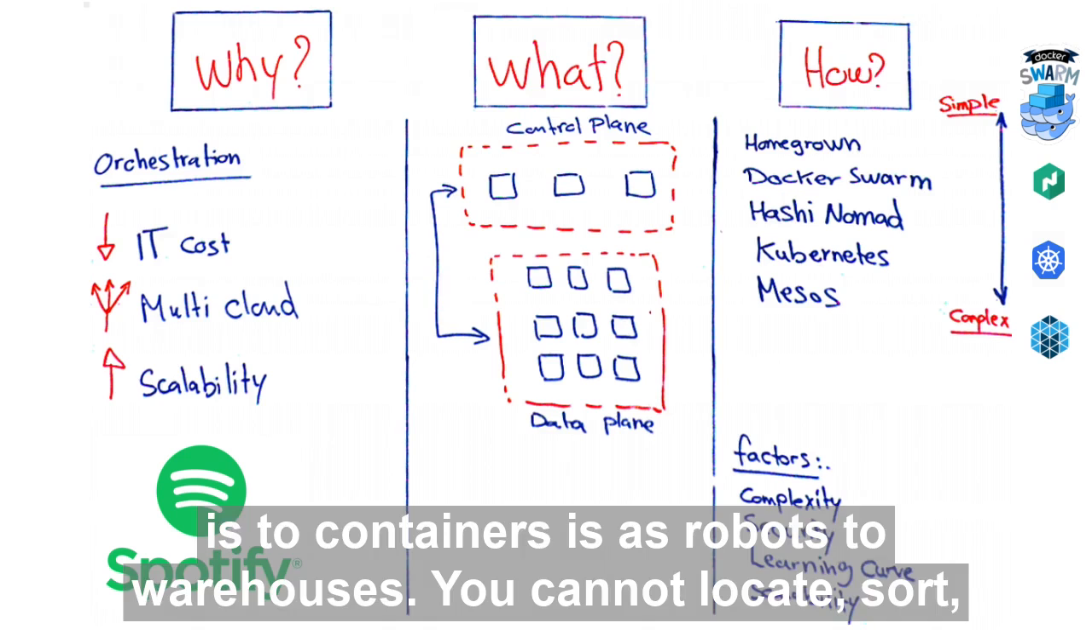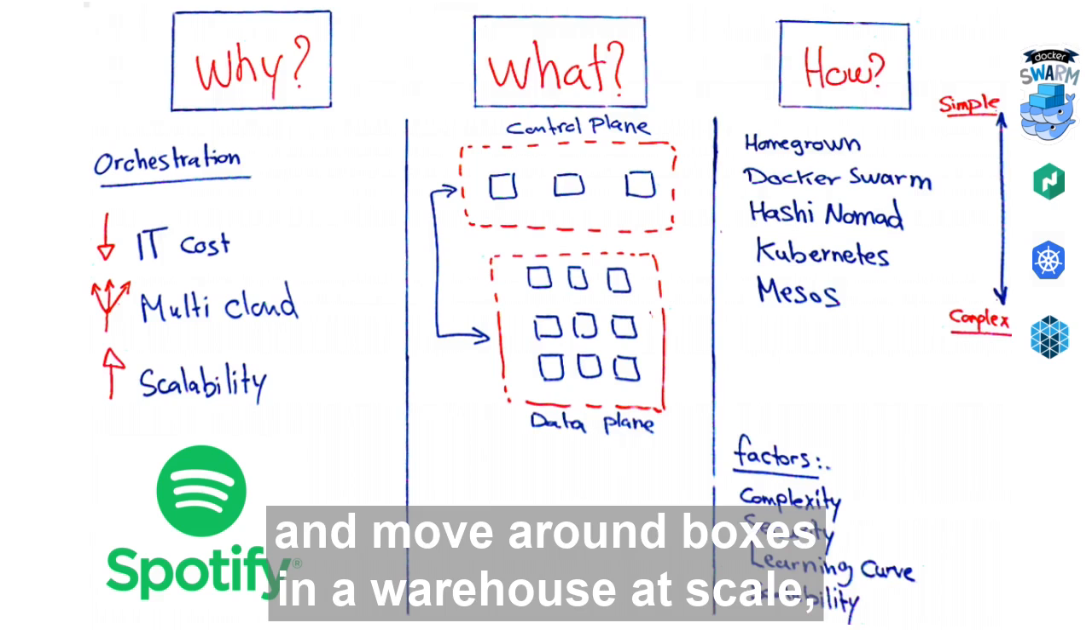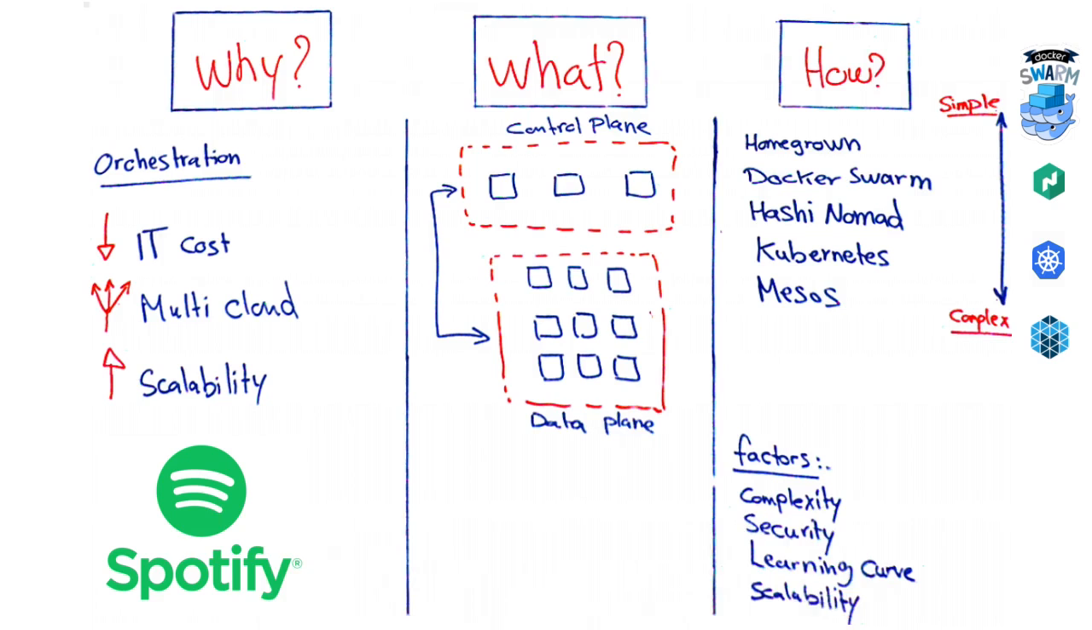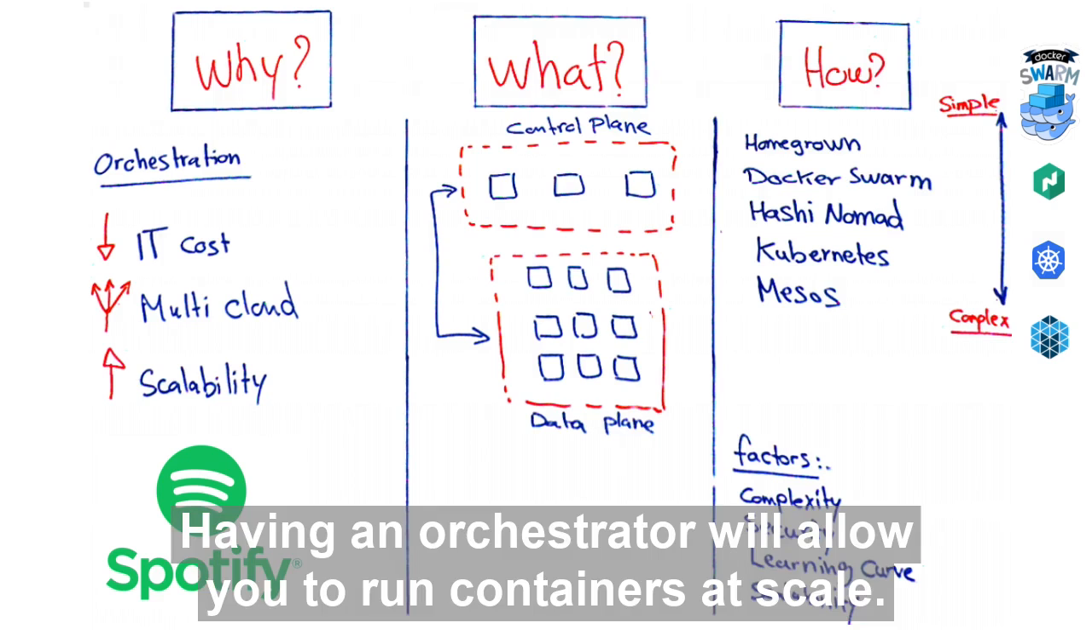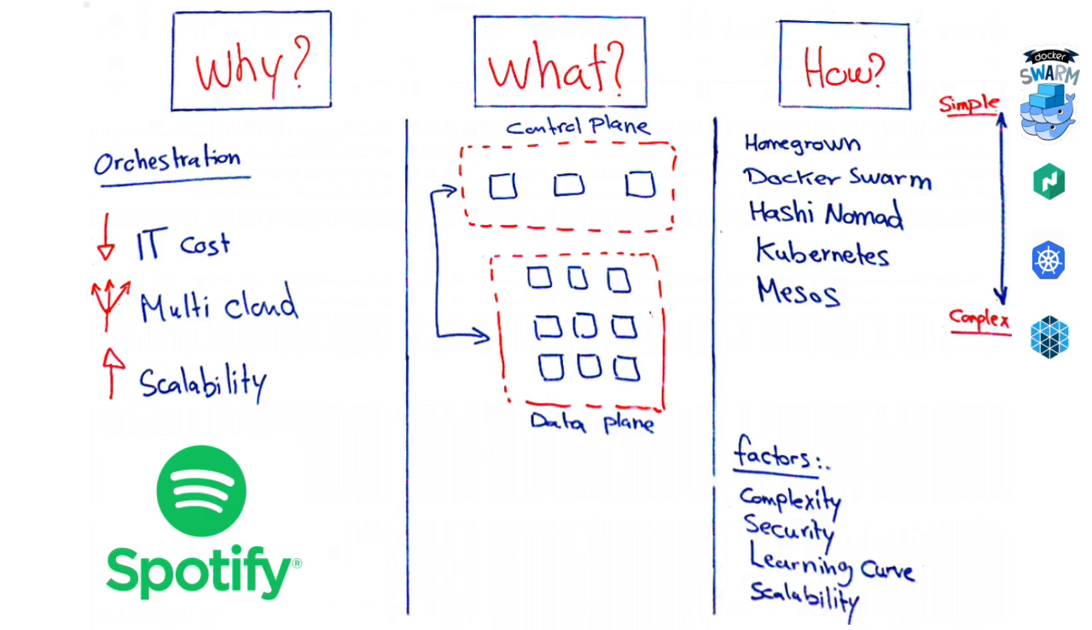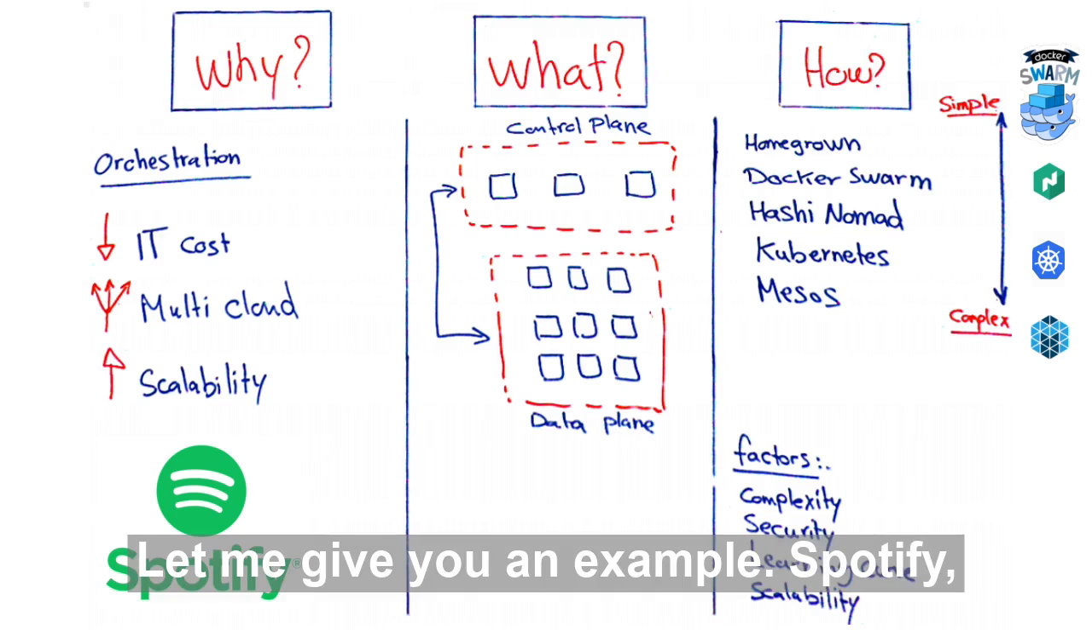Orchestration to containers is as robots to warehouses. You cannot locate, sort, and move around boxes in a warehouse at scale without robots. Having an orchestrator will allow you to run containers at scale. Let me give you an example.